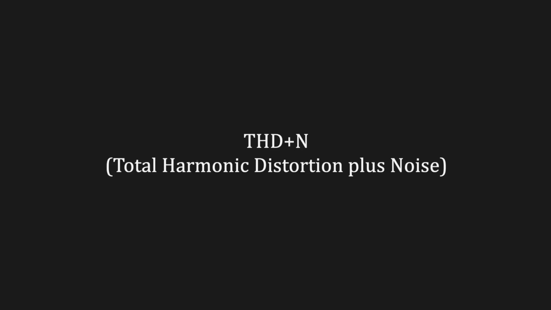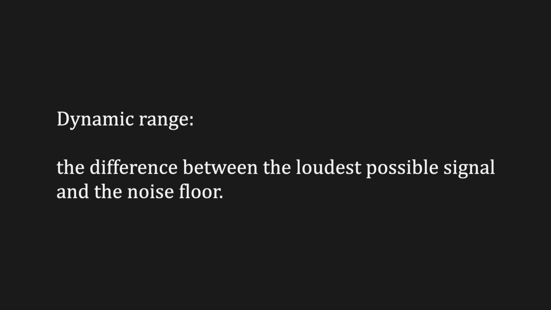Unlike analog systems, where THD+N decreases as signal level drops, in digital systems it usually increases at low levels. For this reason, THD+N is measured at both high and low signal strengths. Another key measurement is dynamic range, which is the difference between the loudest possible signal and the noise floor.